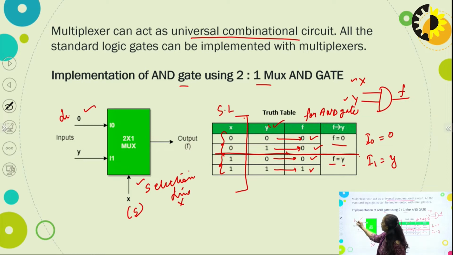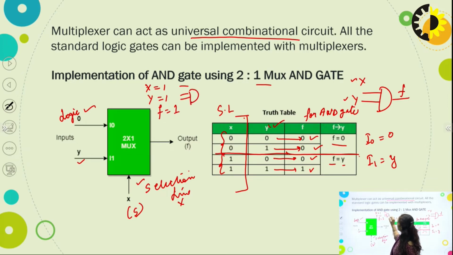Here you can write logic 0, and the second input will be Y. Let us quickly check whether this multiplexer behaves as an AND gate or not. We will consider the case X is equal to 1, Y is equal to 1. We know that the value of the function should be 1, right? In case of an AND gate, both the values are 1, so the output should be 1. Okay, let us check it quickly.